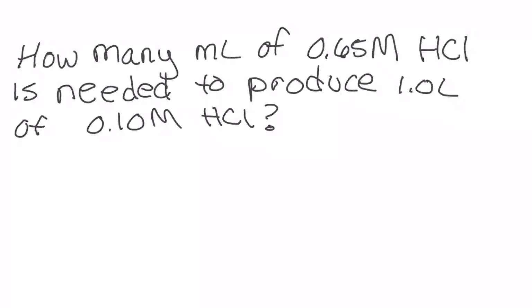How many milliliters of 0.65 molar HCl is needed to produce 1.0 liter of a 0.10 molar HCl? So I'm going to dilute this from 0.65 molar down to 0.10 molar, and I want to know how much I need to start with to get this concentration.